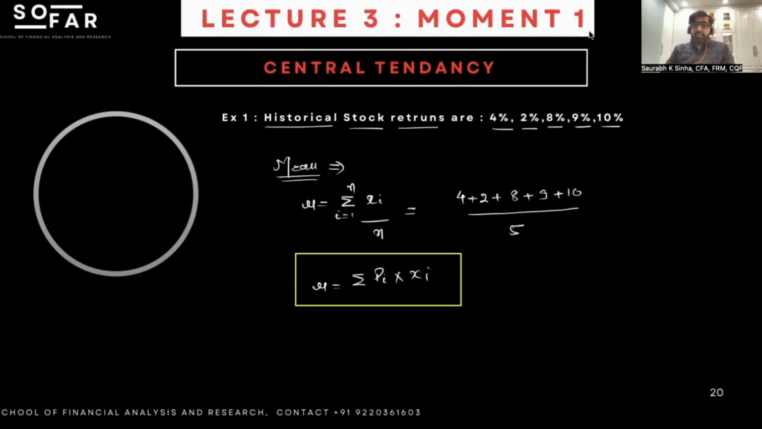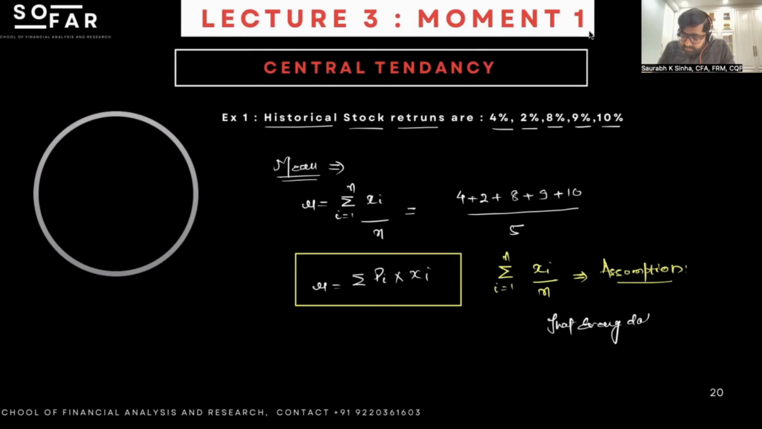Then what is the formula summation of xi upon n? There is one assumption hidden in it. If you look at this formula, summation of xi upon n, the assumption is that every data point has equal probability of occurrence.